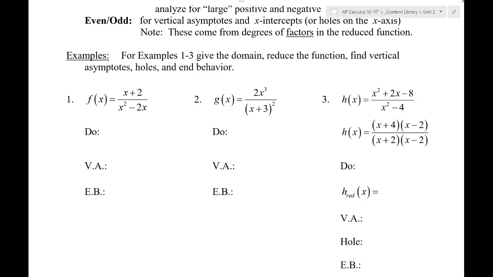Good. Remember for the domain, there are 2 ways in which you can restrict the domain. What are the only 2 ways to restrict domain? You can't have 0 in the denominator. What's the other one? You can't have a negative inside a square root, or 4th root, or 6th root, or any kind of even-powered root.